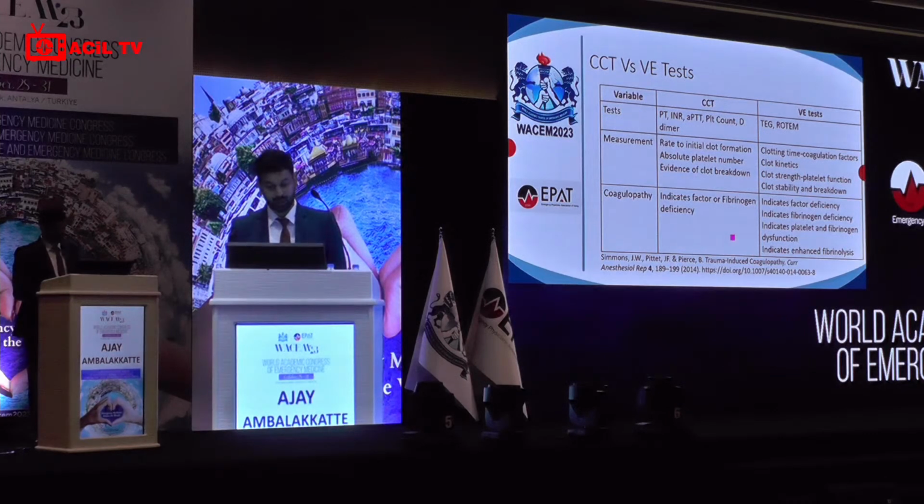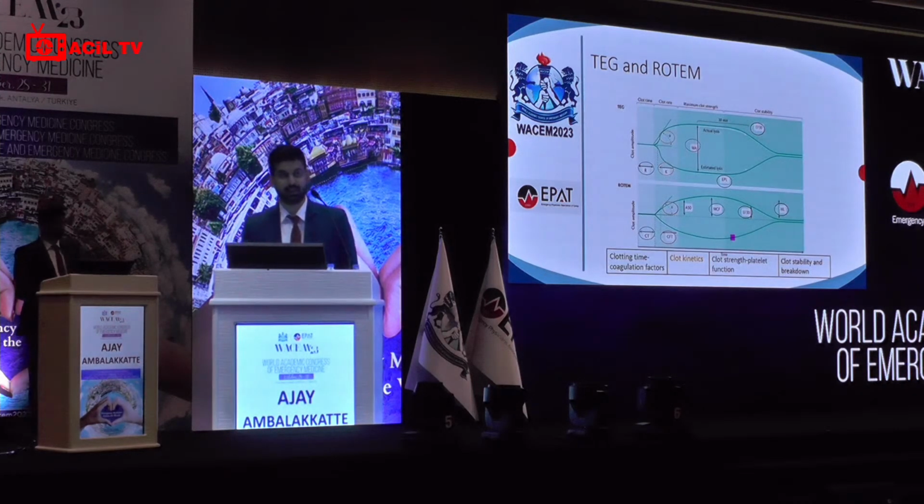So in coagulopathy, conventional coagulation tests indicate only factor and fibrinogen deficiency. But the viscoelastic test indicates factor deficiency, fibrinogen deficiency, platelet and fibrinogen dysfunction, and enhanced fibrinolysis. So this is basically TEG and ROTEM, where coagulation time and coagulation factors are assessed by the R or the CT time, clot kinetics by the alpha angle and CFT or K time, the clot strength by the maximum amplitude or the MCF, and the clot stability by ML, LY30 or LI30.